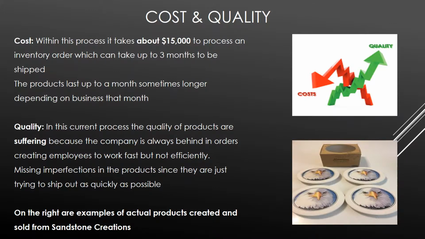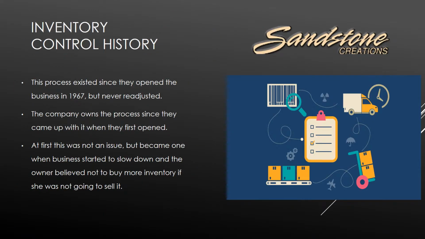Inventory control history. The process existed since they opened the business in 1967, but never readjusted. They never had the issue until recently because the new manager would not purchase inventory if she did not feel it was necessary.